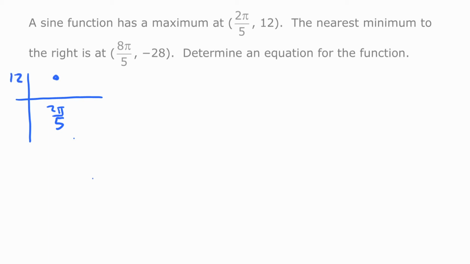Again, this is just going to be a rough sketch. And we know that at 8 pi over 5, let's extend that a little bit, we're down here at negative 28. So we know we're down here. So we know the curve looks like something like this.